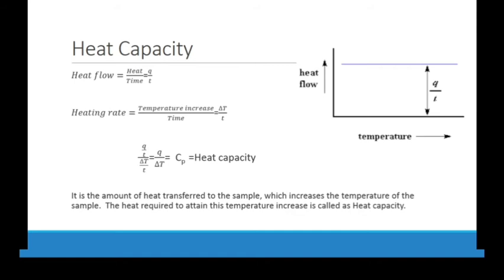Okay, first you have a sample, you put it on the sample pan and then you start to heat it. So there is an amount of heat transferred into the sample and the temperature of the sample increases. The heat required to attain this temperature is called the heat capacity of the sample. So you can measure heat capacity from this equation, and you can also measure it with glass transition.